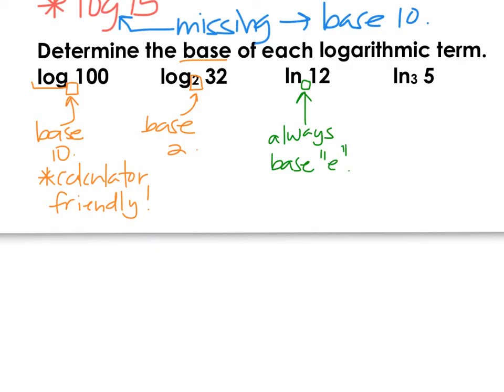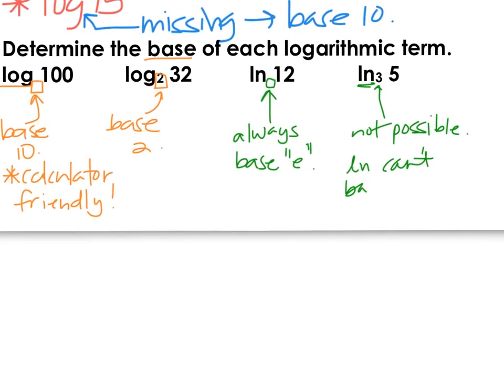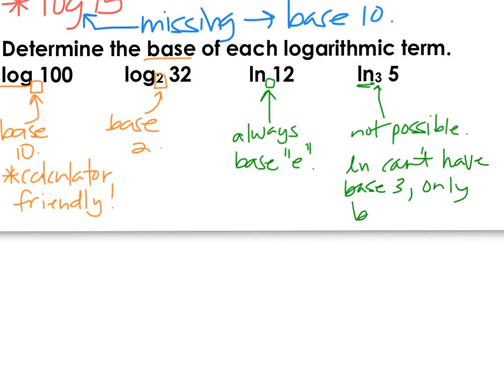I threw that last example in there just to see how we could navigate it. ln base 3 of 5. If you're using ln, that means you're using the natural logarithm rule. And you can't have base 3 as an option. So this is not possible. ln can't have base 3. Oh boy, I forgot the word have, didn't I? Hang on, I'm just going to slide that over. All right, ln can't have base 3, only base e. And I think we're going to stop there. That's plenty for the first part of 7.4.